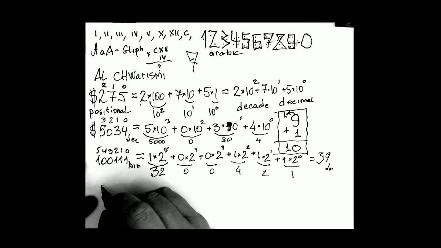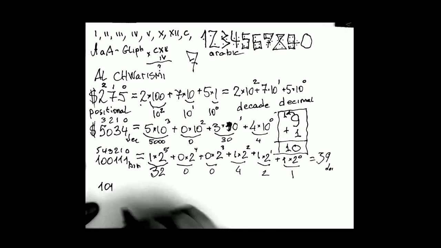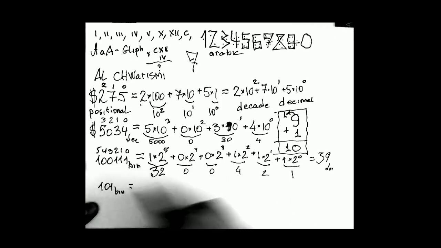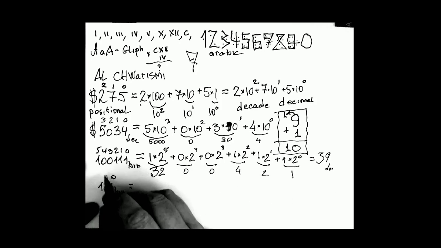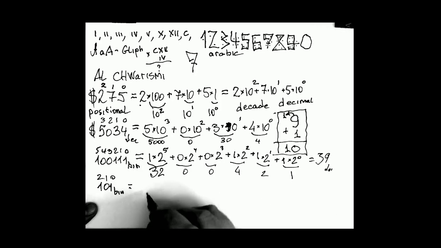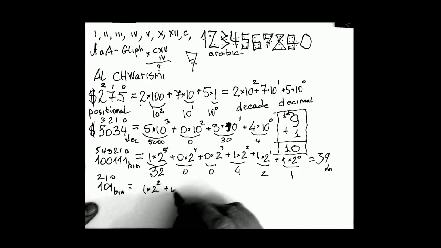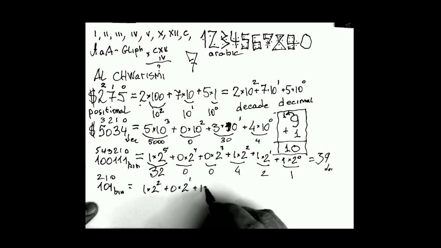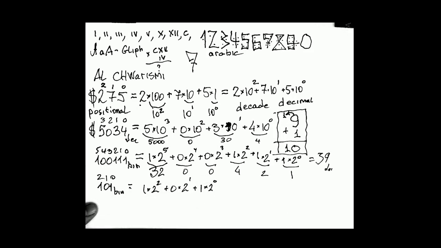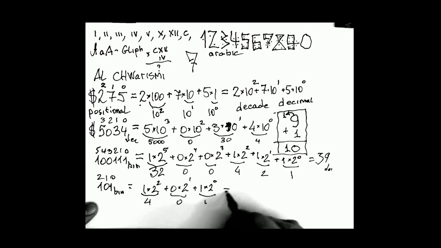Let's try another one. 1, 0, 1. How much is this in binary? Positions 0, 1, 2. 1 multiplied by 2 to the power of 2, plus 0 multiplied by 2 to the power of 1, plus 1 multiplied by 2 to the power of 0. 2 squared is 4, this is 0, and this is 1. So totally this is 5.